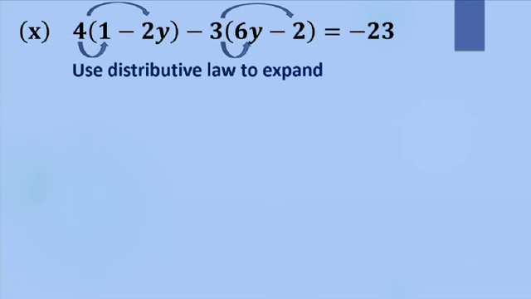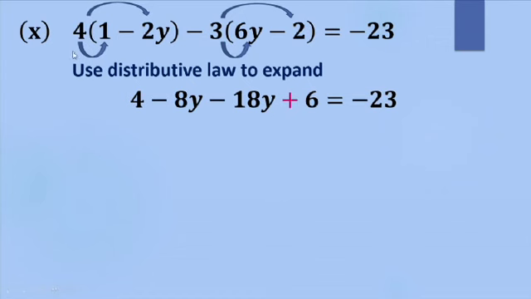Remember, I said earlier, a negative number times a negative number will give you a positive number. So here, you need to be careful. So I will get 4 minus 8y minus 18y. Now, minus times minus plus 3 times 2, which is 6, equal to minus 23. Simplifying, I will get 4 plus 6, which is 10. And minus 8y minus 18y gives me minus 26y.